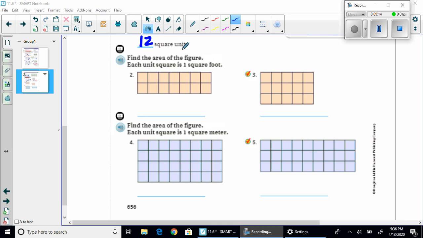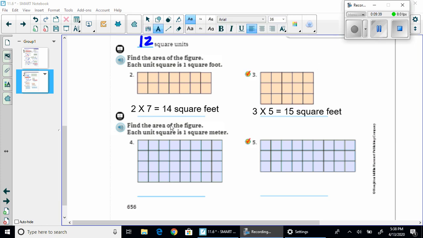All right, so I'm going to go ahead and pause, or have you pause the video, and we will check 2 and 3, okay? So the directions say to find the area of the figure. Each unit square is 1 square foot. So we are measuring in square feet. So make sure that your label is square feet, okay? We don't have square foots, we measure in square feet.